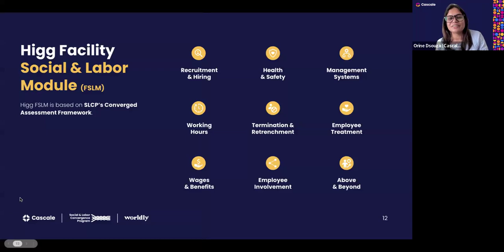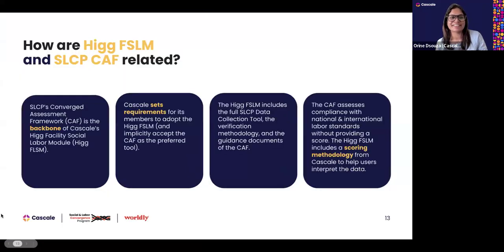Okay, yeah. So when we go to our next slide, this slide was a bit blurred. As I said earlier, the backbone of FSLM is CAF. CAF is the Converge Assessment Framework. We follow the questions which are there in CAF, and that is the backbone.